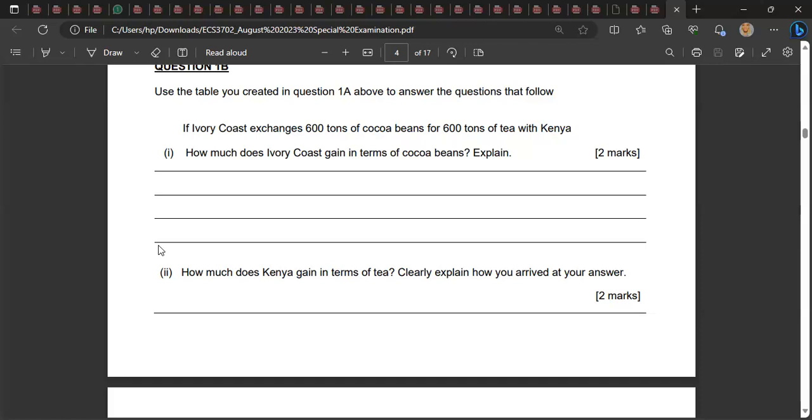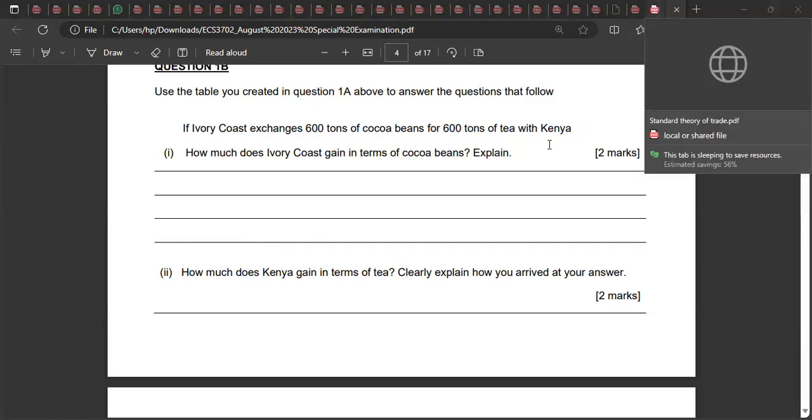I think this one will complete it next time: about how much does Ivory Coast gain in terms of cocoa beans, explain how much does Kenya gain in terms of tea and the likes. So we did this one, but a different question on our last discussion. So I think on the next one, we are going to start off from there, together with what I want us to peruse through now in the last 5 minutes. I want us to be done by 8.